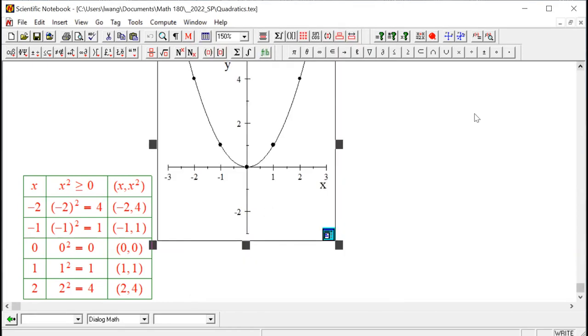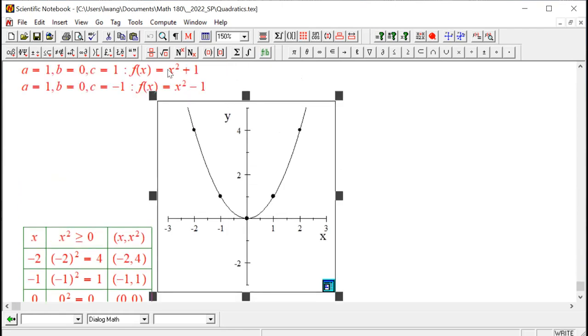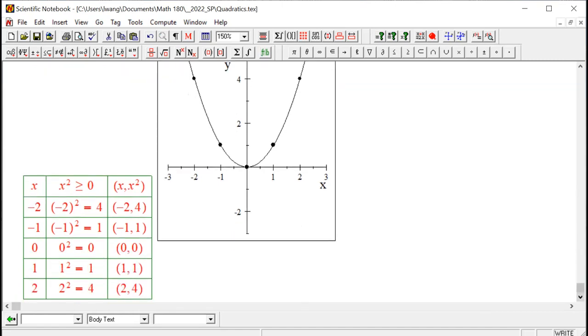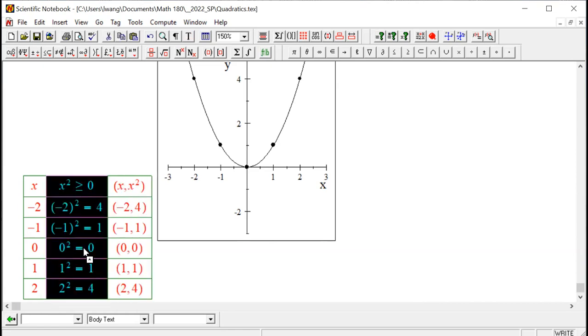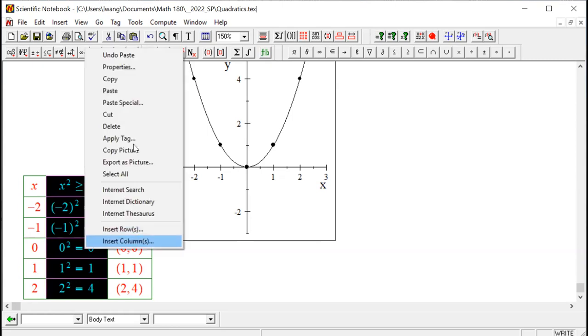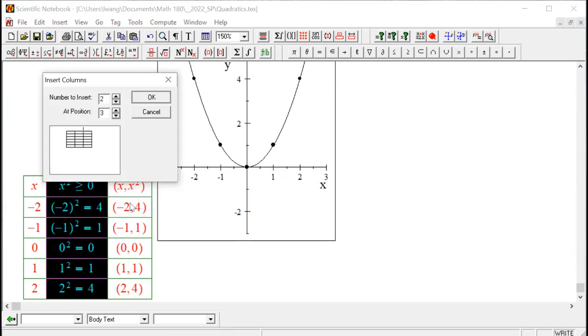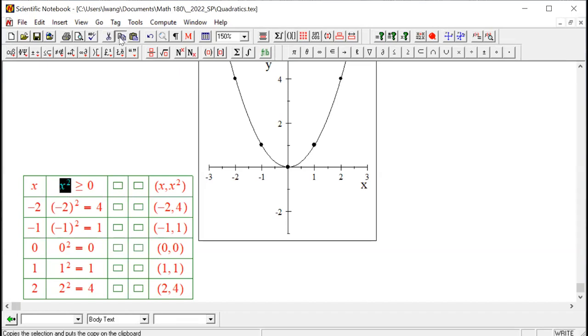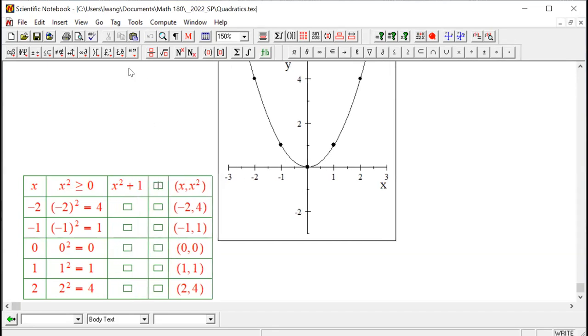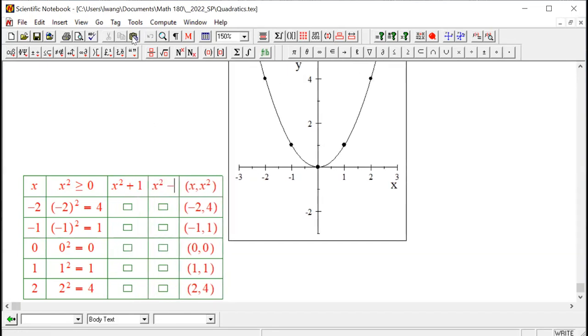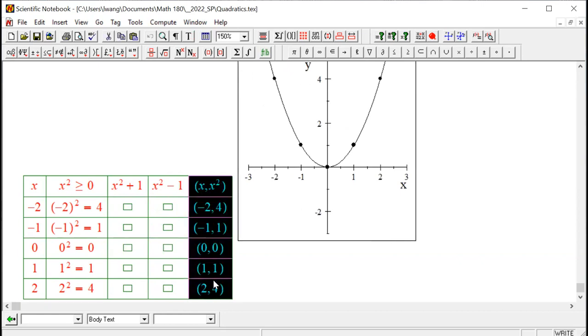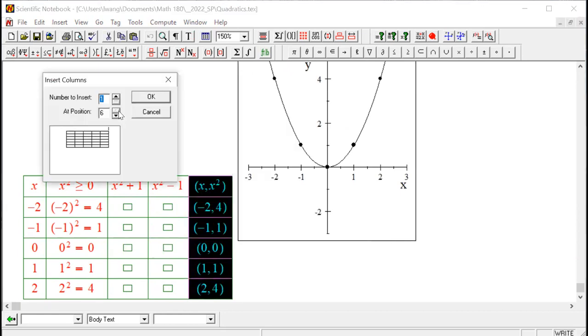And we're going to work on x squared plus 1 and x squared minus 1. So what I'm going to do is add 2 columns. One column will be x squared plus 1, and the next column will be x squared minus 1. So I'm adding 2 columns.